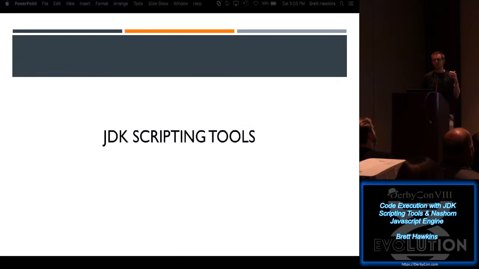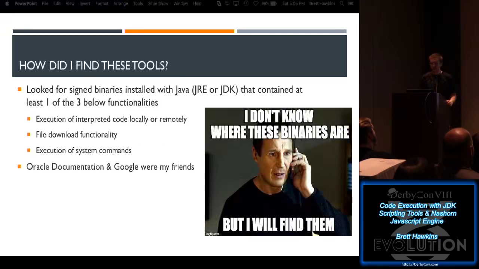Now I want to talk about some of the tools that I found that are installed with it. So first off, how did I find these tools? I looked for signed binaries installed with Java, the JRE and the JDK. I had 3 criteria I was looking for. I wanted something that could execute system commands, something that I could use as a file downloader, and something that could execute interpreted code locally or remotely. So I was looking for binaries that could do at least one of those 3 things. I didn't have any crazy discovery methodology. I literally just went through one by one and looked them up on Google and on Oracle documentation. I didn't have a script running to find these things. That's all I did to find these.